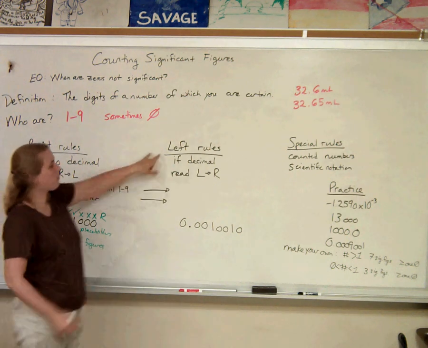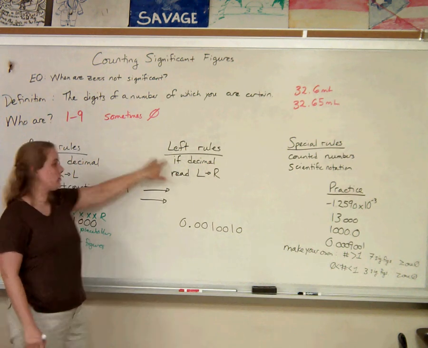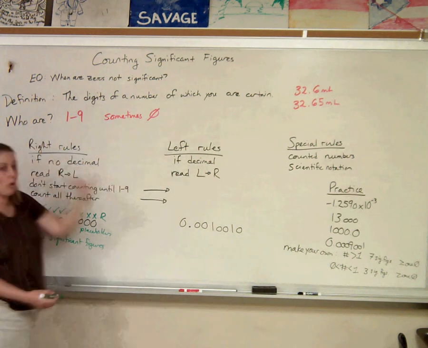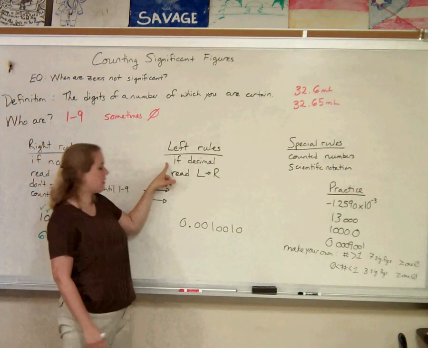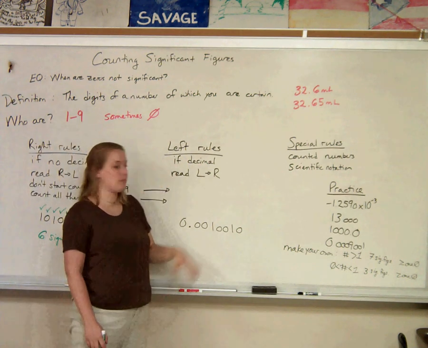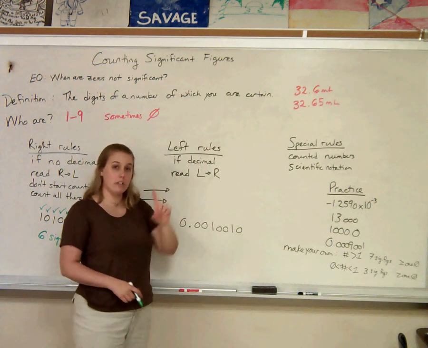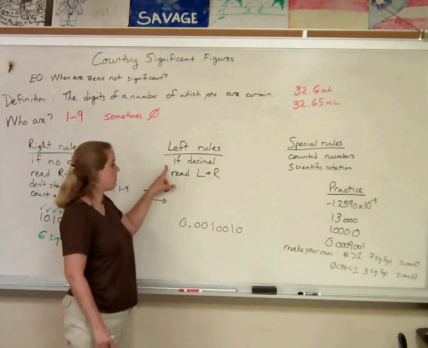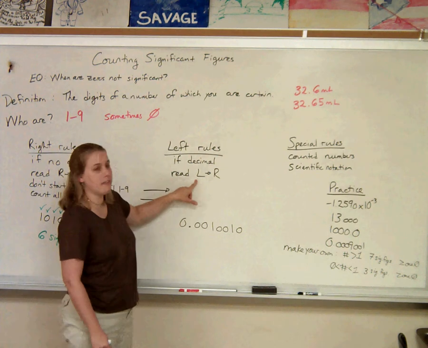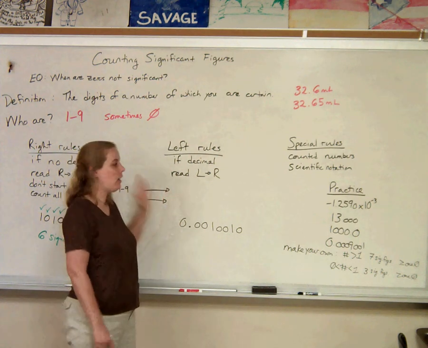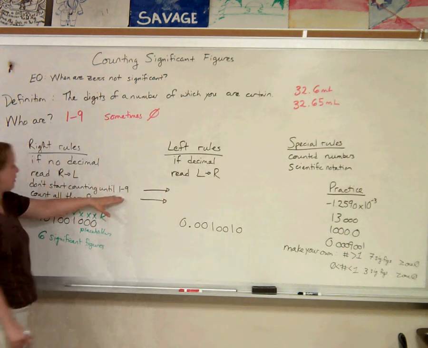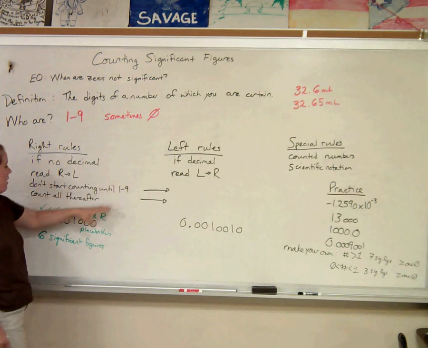The left rules apply when you have a decimal. So right rules, no decimal, whole numbers. Left rules, decimal. Now that doesn't mean that it has to be a number less than 1. It could be a decimal in the middle of the number. It doesn't matter. As long as you see a decimal, you have to use the left rules. In this case, you read from the left-hand end of the entire number and read right. The same rules apply. You don't start counting until you hit a 1 through 9, and then you count everybody after that.